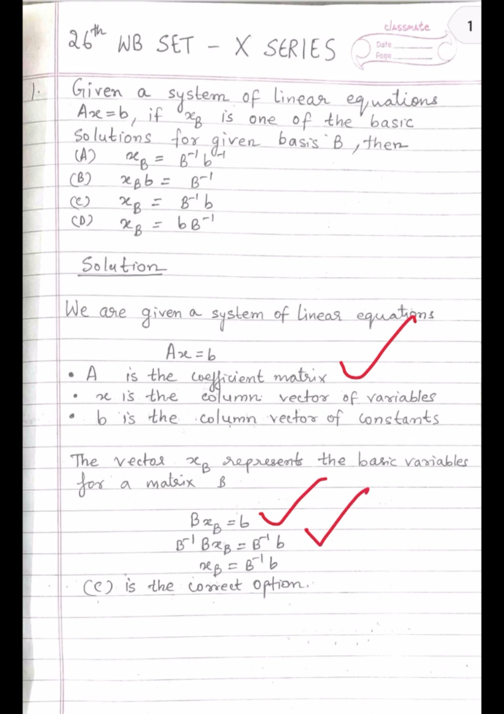So we'll multiply B inverse on both sides. B inverse into B will give me identity. So xB is B inverse b. So C is the correct option.